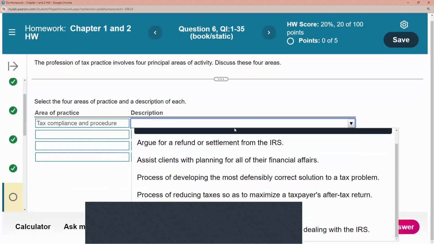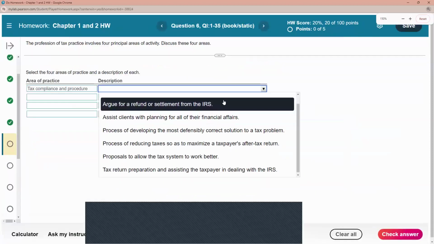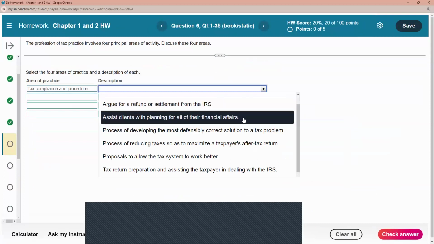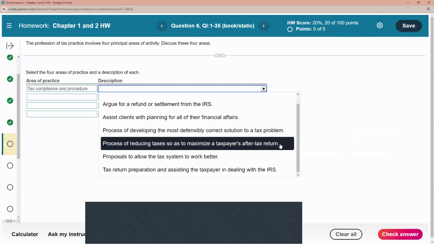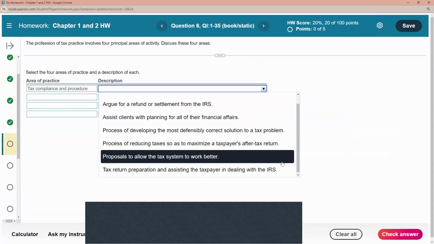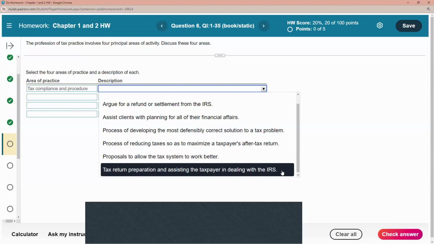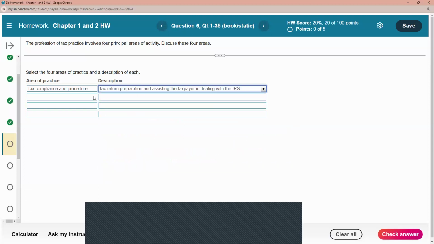A description of this is that they argue for a refund or settlement from the IRS. No. They assist clients with planning for all of their financial affairs. No. The process of developing the most defensively correct solution to a problem. No. Process of reducing taxes so as to maximize the taxpayer's after-tax return. No. Proposal to allow the tax system to work better. No. Tax return preparation and assisting the taxpayer with dealing with the IRS. So this is the area of practice.